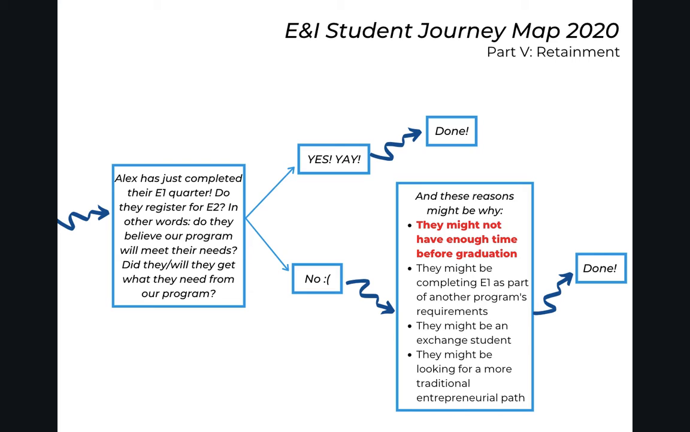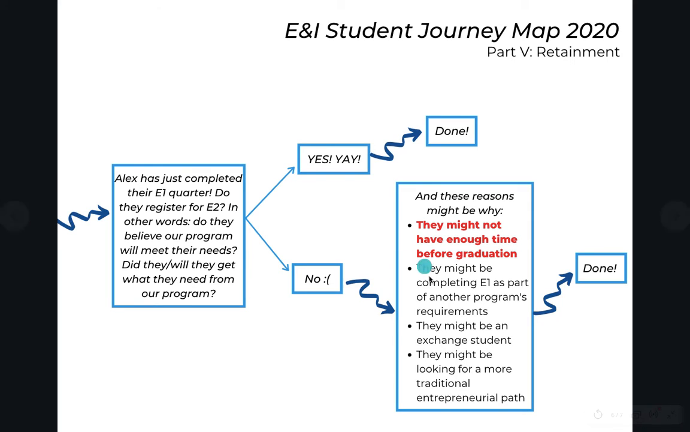So some reasons why folks might not be continuing with the program is maybe they don't have enough time before they graduate. In that case, you could do some things like offering a summer quarter, offering an independent study. So this can help increase retainment because if someone knows that they can't continue in E4, then they might just drop off right after E1. But we still want folks to be part of our community.